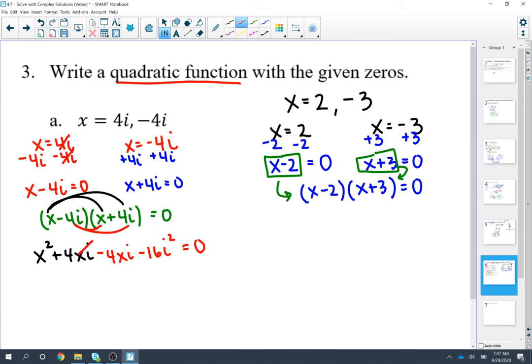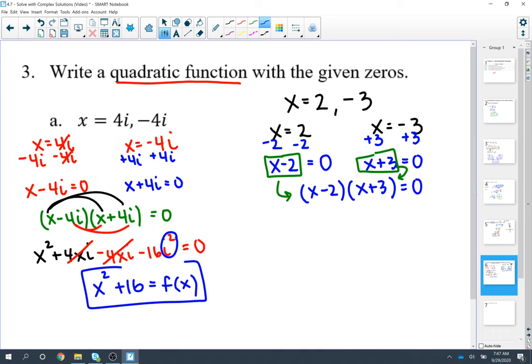Now the 4xi and the negative 4xi are going to cancel. And keep in mind that an i squared is really the same thing as negative 1. So when we take negative 1 times negative 16, this turns into a plus 16. And then we still have our x squared. And then I could put equals 0, but it says quadratic function. So I'm going to make it equals f of x so that I have a quadratic function with respect to x. x squared plus 16.